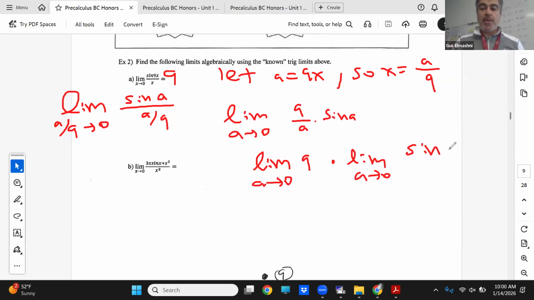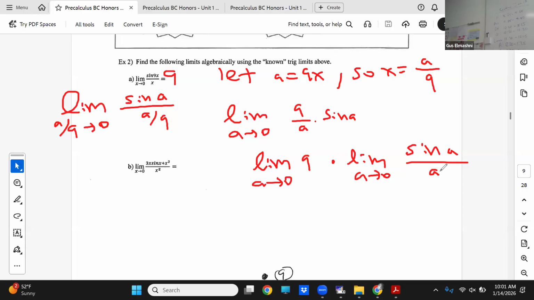It's actually a great application of limit properties. Okay, before I move any further, you guys with me? We're cool with what I'm doing? Yeah, right. So I just did this, right? Replace x with A over 9, did a little algebraic manipulation, did all the stuff.